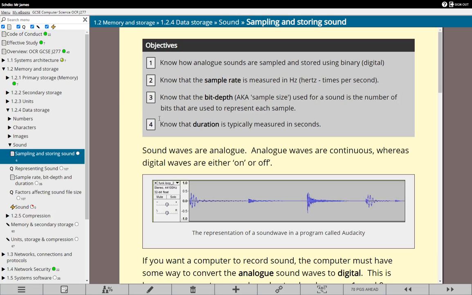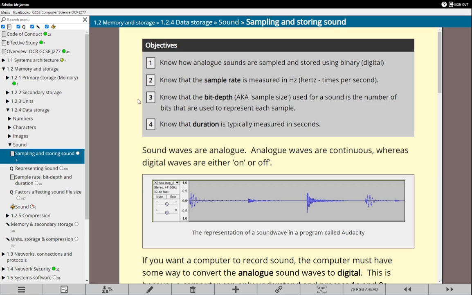In this lesson, we're learning the basics of how computers represent sound. Now, you probably know from your science lessons that sound waves are analog in nature. That means that they are continuous. Now, of course, computers are not analog. Well, the computers we're looking at aren't analog. They are what? Yeah, they are digital.